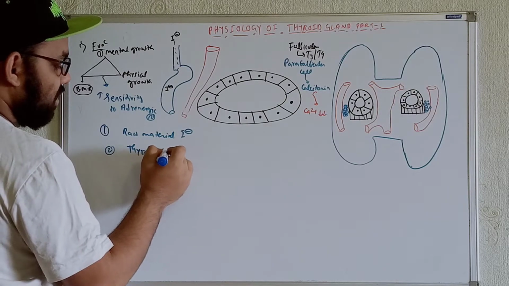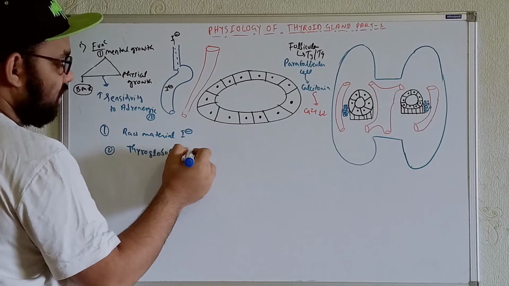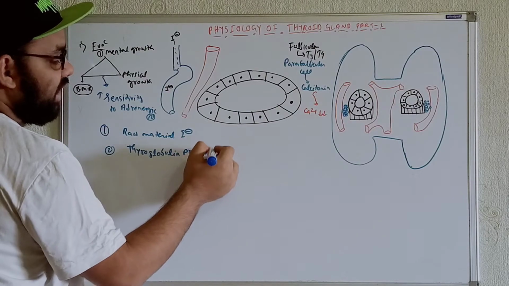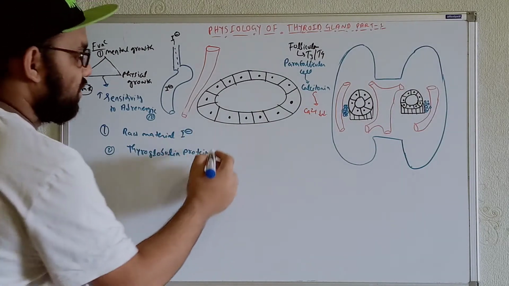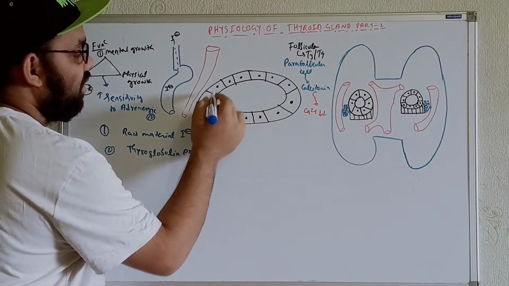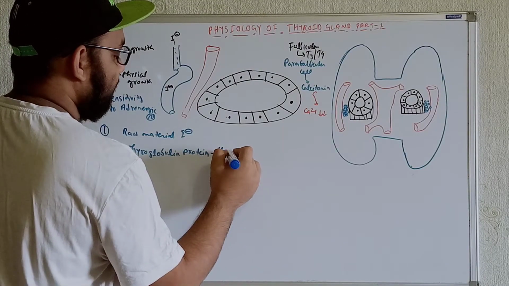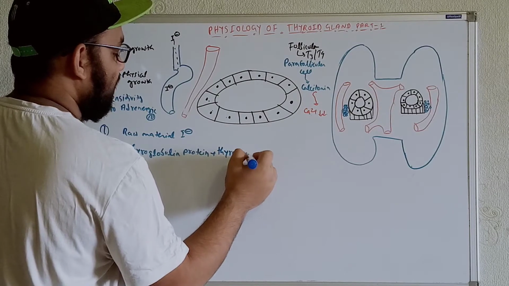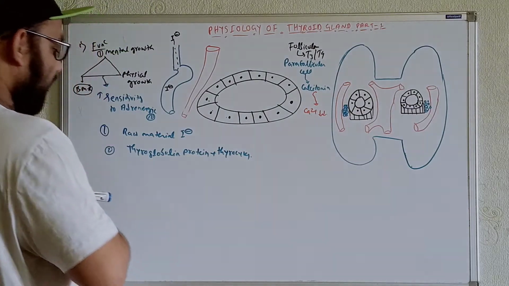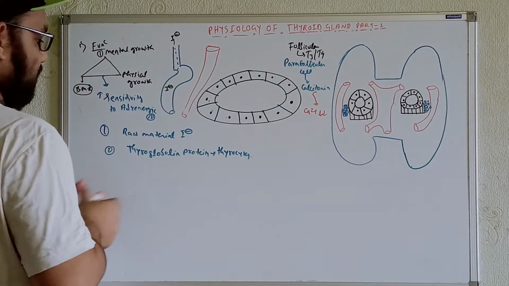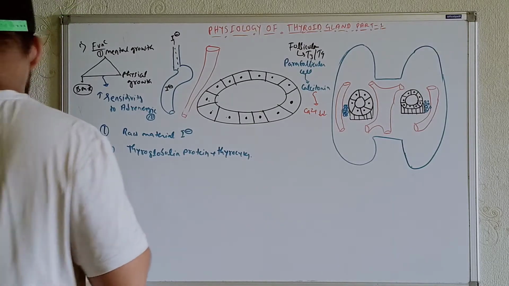Thyroglobulin protein. That will be formed where? Within the thyrocytes. It will be formed within the thyrocytes. These are the thyrocytes. I'll talk about all these things, don't worry. So where? Within the thyrocytes. Then we need to have, along with that, let's use this one.